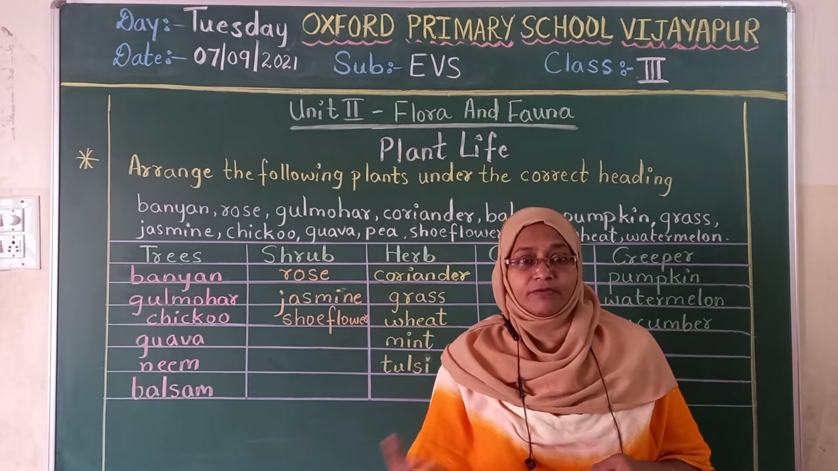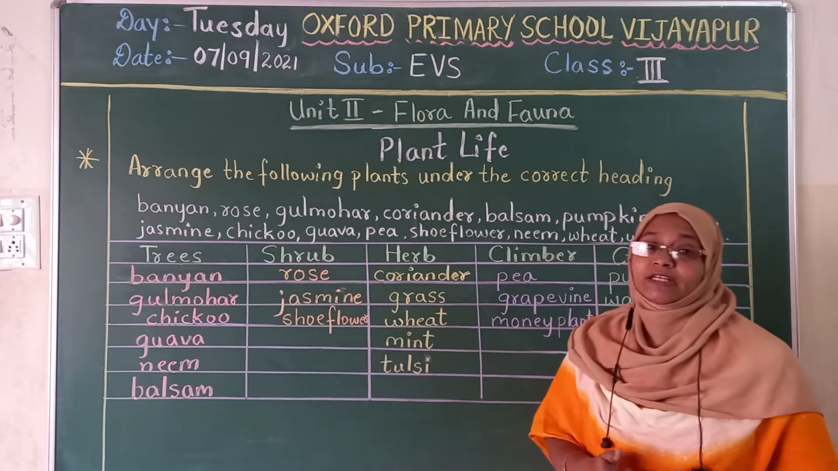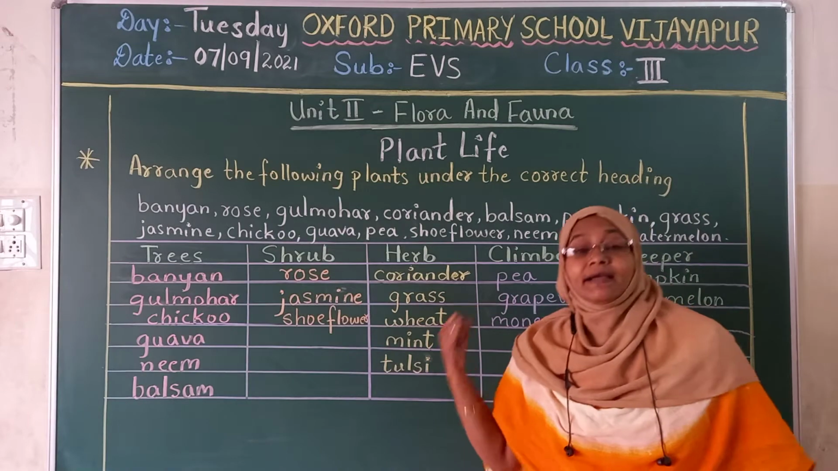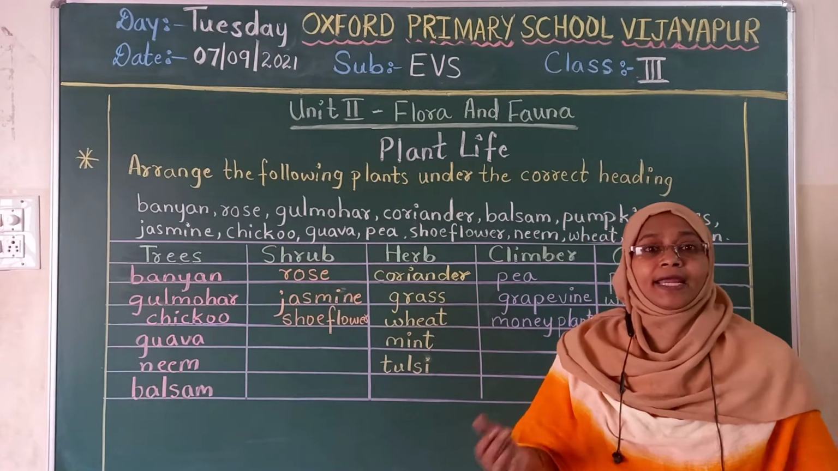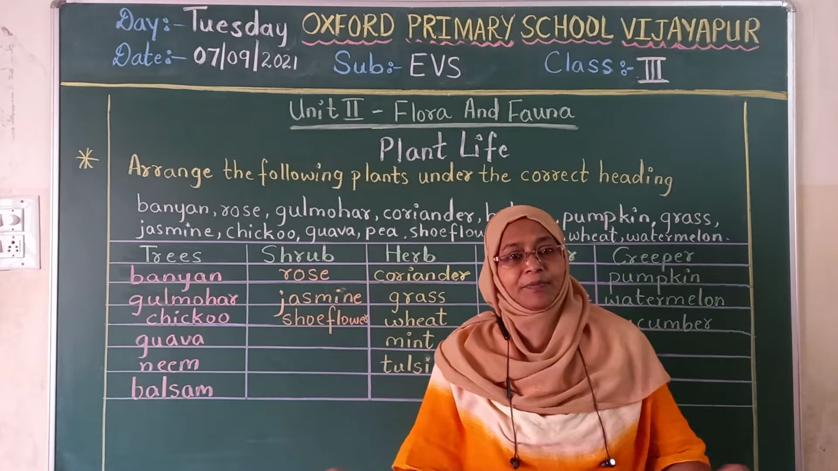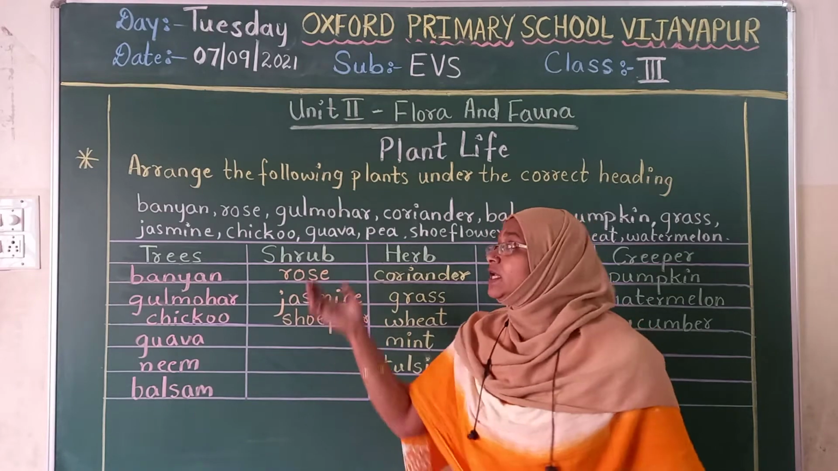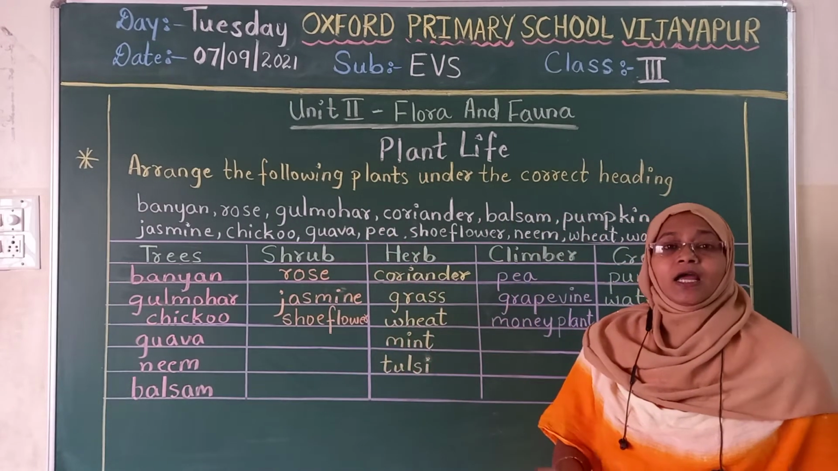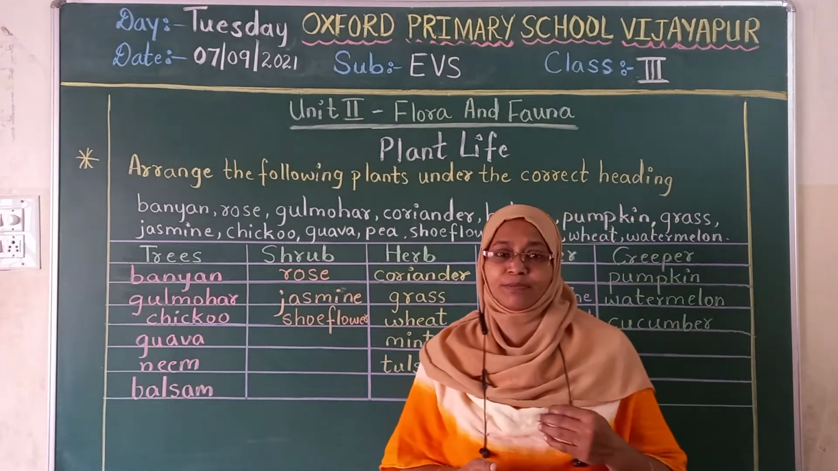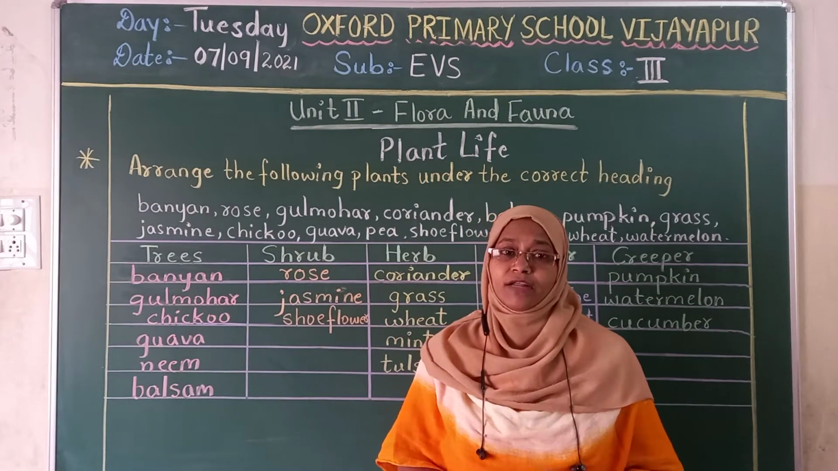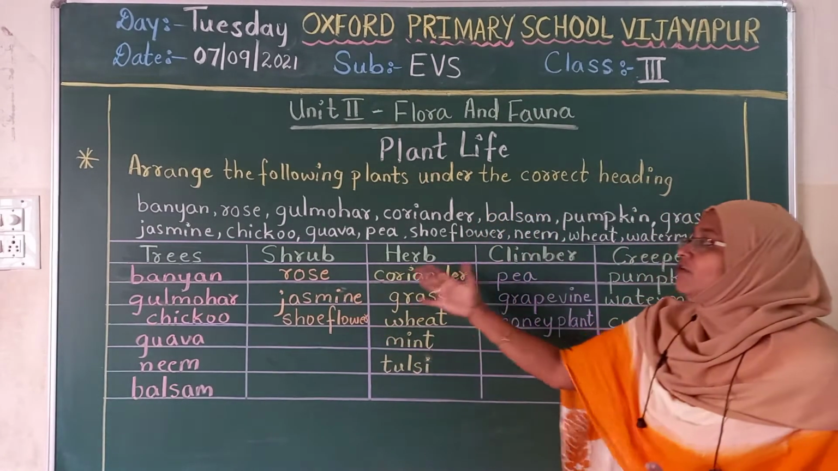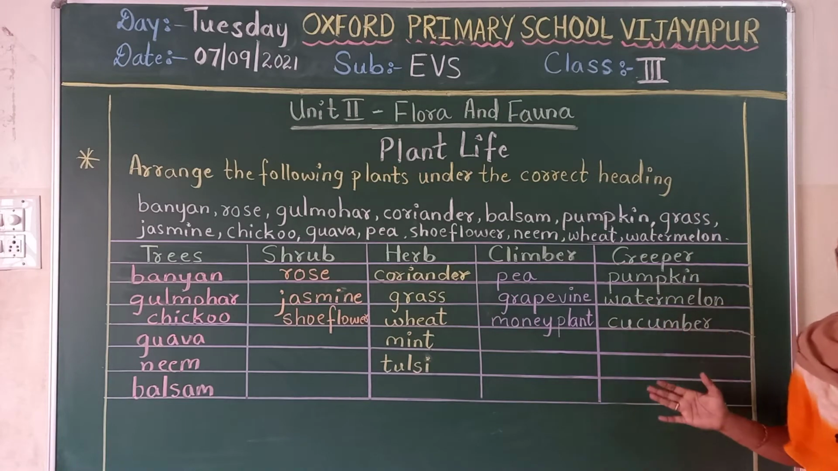Already we did reading also from page number 167. And creepers, they creep. Where do they creep? They creep on the ground. So now here you have to classify it. How you have classified natural things, man-made things, living things, non-living things. So here 5 columns are there.